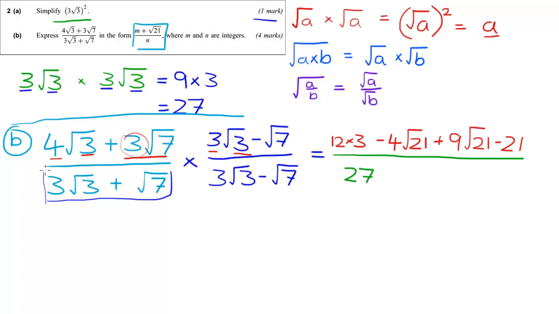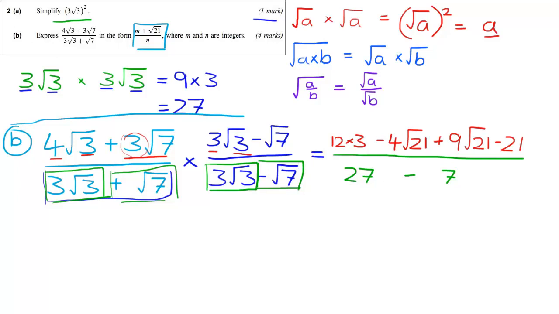And then we get 3 root 3 times negative root 7. So we're going to have a minus one of those. Then we have positive root 7 times 3 root 3. So we get a positive version of the exact same thing that we had a negative version of. So they're going to cancel each other out. So actually we don't need to write that in at all. There's no middle two terms there. And then we get plus root 7 times minus root 7, which is going to be minus 7. So that's how we get rid of the surds on the bottom there.